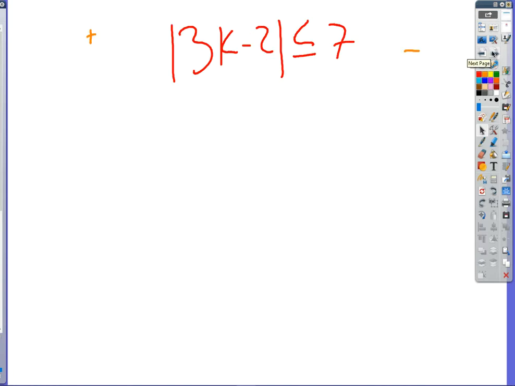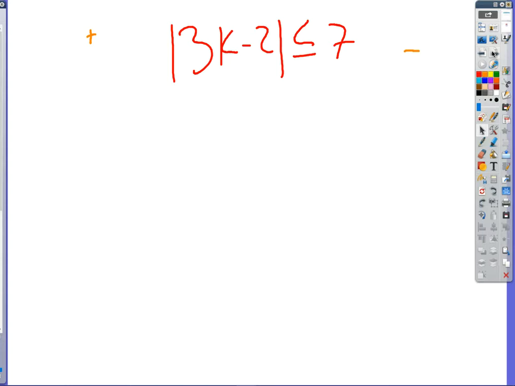We have the absolute value of 3k minus 2 is less than or equal to 7. Now this problem looks fairly similar, but it has one small difference. It has the less than or equal to sign. This is going to change things just a little bit. So let's remind ourselves, what do we remember about less than or equal to signs? How does that change solving a linear equation?